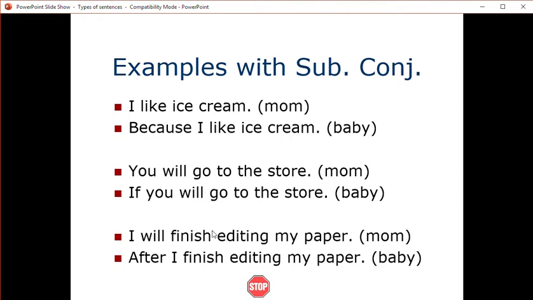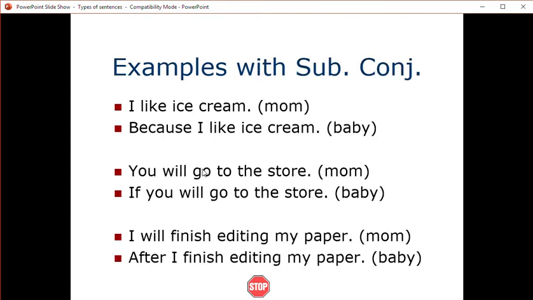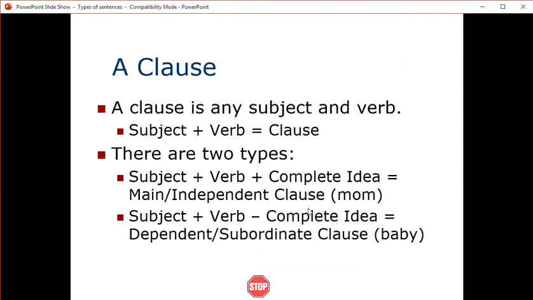I will finish editing my paper. That makes perfect sense by itself. It is independent, can be all by itself. But then look at this one. After I finish editing my paper. Again, you know something else has to be there. That's the difference between a main clause and a dependent clause. A dependent clause has to be connected to something else. It doesn't make sense by itself. It's lacking the complete idea.